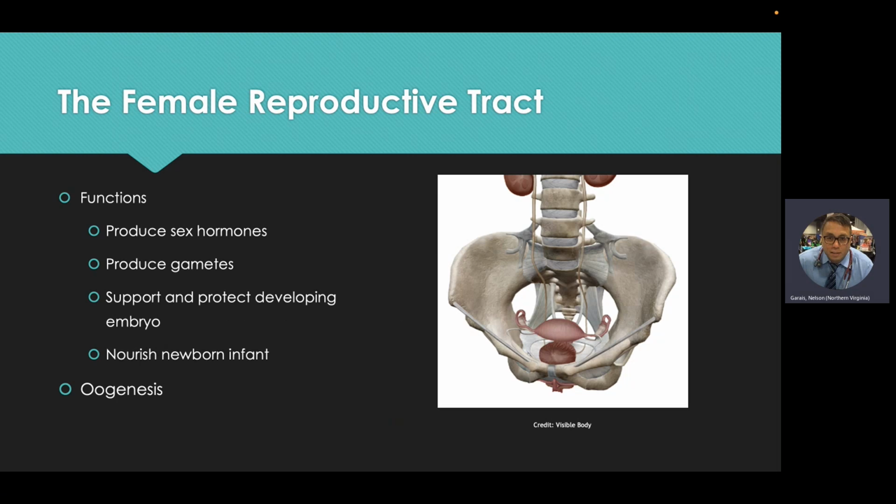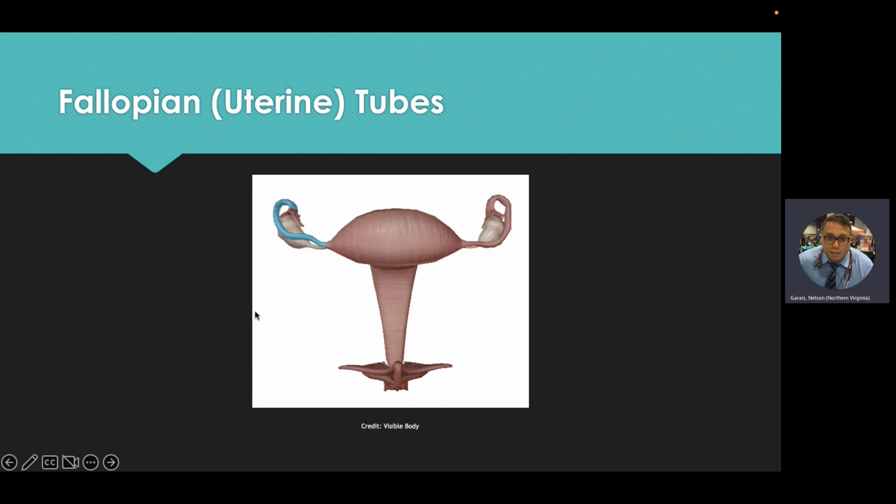Sex hormones, gametes, oogenesis is the creation of eggs or ovum. Now, let's go through female anatomy.